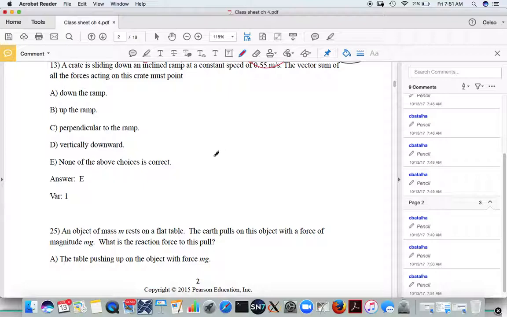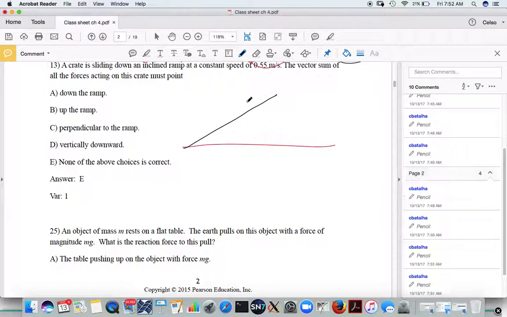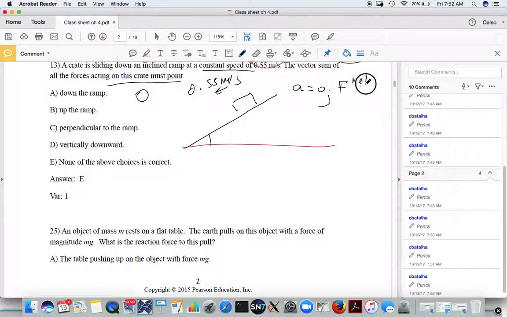A crate is sliding down an inclined plane. Oh, let's make an inclined plane here. The crate is sliding down an inclined plane at a constant speed. So we have a constant speed of some number per second. The vector sum of all forces acting on this crate must be what? It is 0. The vector sum is 0. If the speed is constant, so you have a straight line, the acceleration is 0. If the acceleration is 0, the net force is 0.